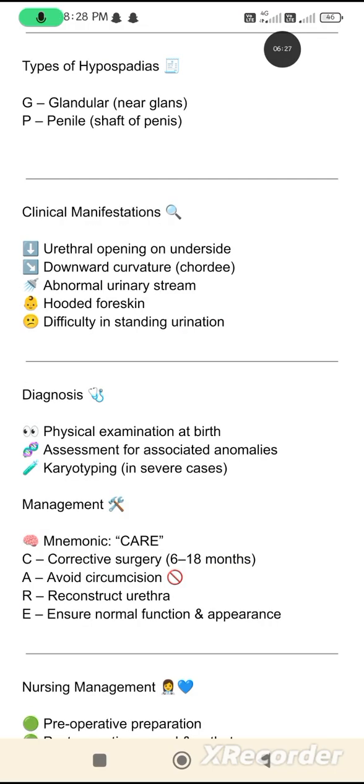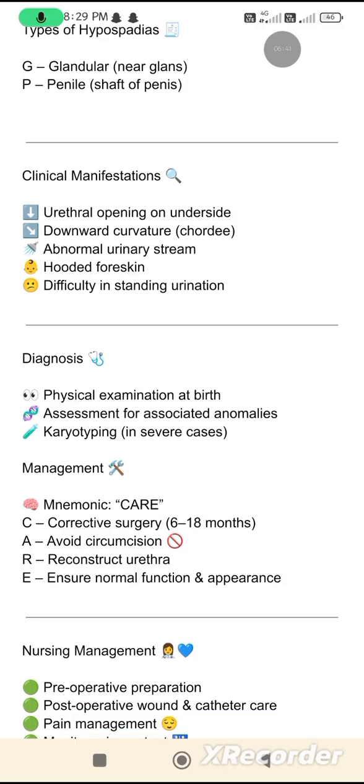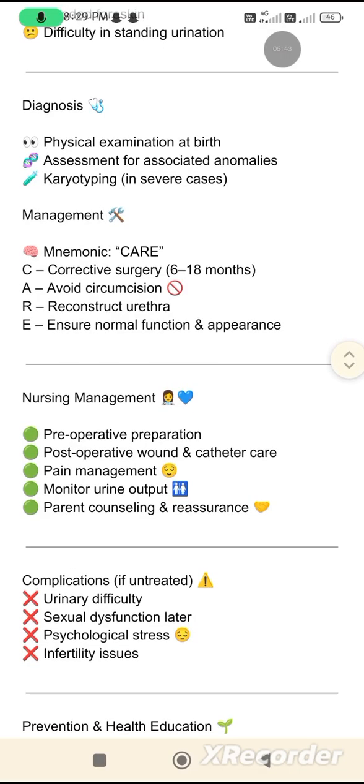Types of hypospadiasis: GP, glandular and penile. Clinical manifestations: urethral opening on underside, downward curvature, abnormal urinary stream, hooded foreskin, difficulty in standing urination. Diagnostic evaluations are physical examination at birth, assessment for associated anomalies, karyotyping.